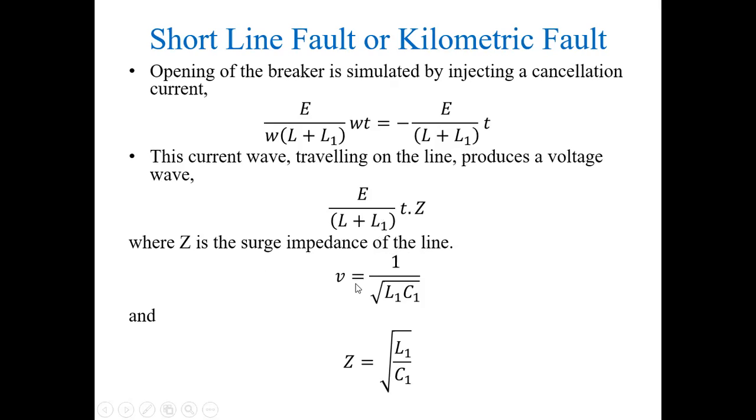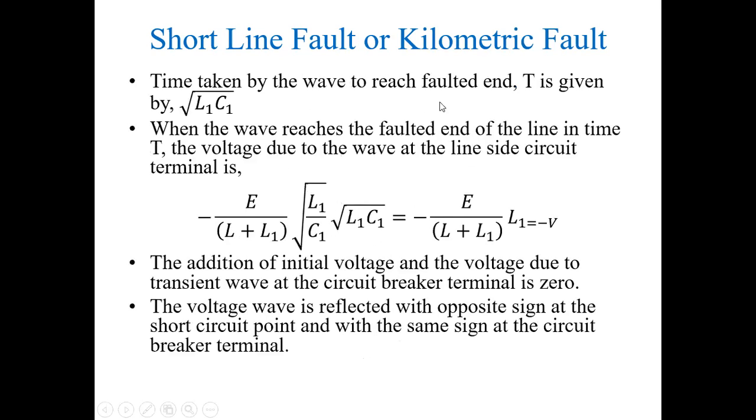And we know the velocity of light is equal to 1 divided by square root of L1 into C1. So the traveling wave will travel at the same speed as light. That's why we are using the same formula here: V is equal to 1 by square root of L1 C1. And we know surge impedance Z is equal to square root of L1 divided by C1. Now we have to write the formula for T. The time taken by the wave to reach the faulted end, which is represented by T, is given by square root of L1 into C1.